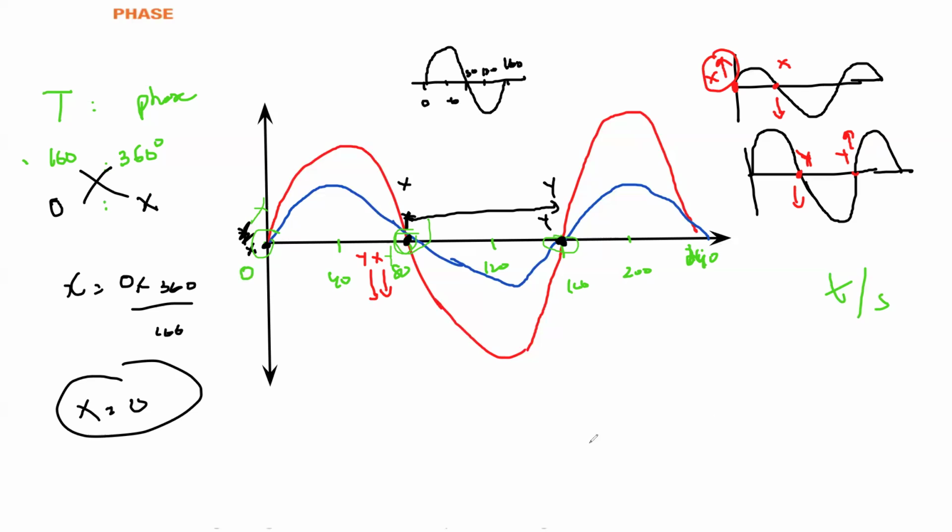Is it clear? Okay. So the answer is 360, right? Yes, you can take 360. For example, the answer can be zero or it can be 360 as well. How will it be 360? If I take point X here, for example, on the blue one, it's starting a crest. And then I took Y here on the red one, so it is also starting a crest. Now, what is the interval between them? It is 160. So I can say the phase difference is either zero, or I can also say the phase difference is 360 or 2 pi radian. Okay.